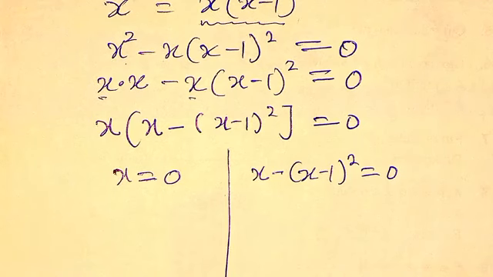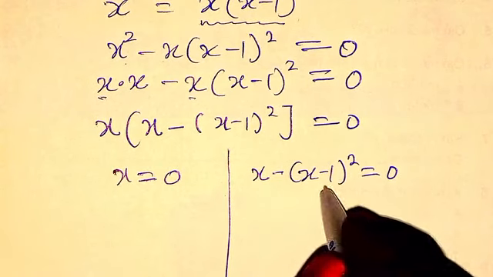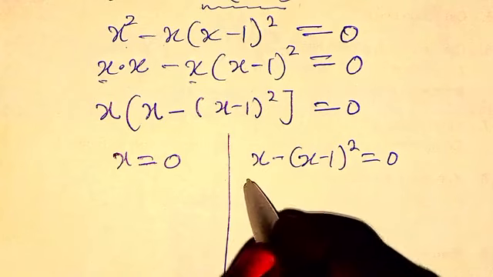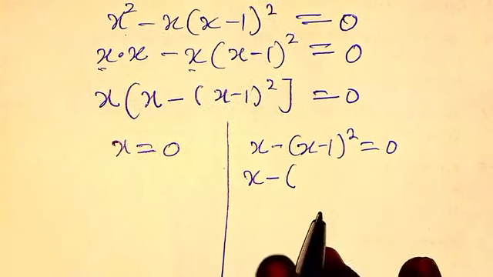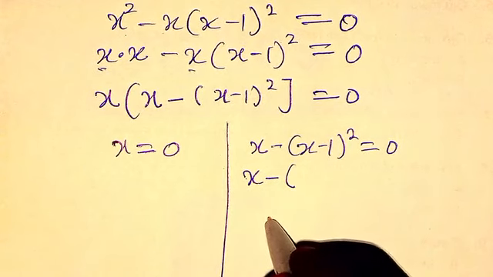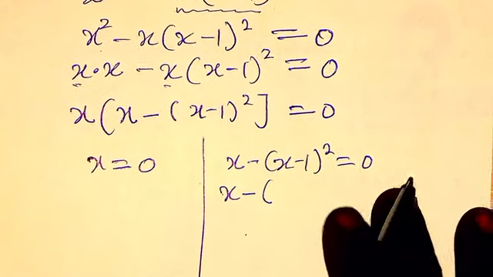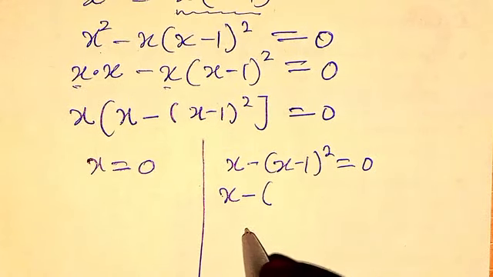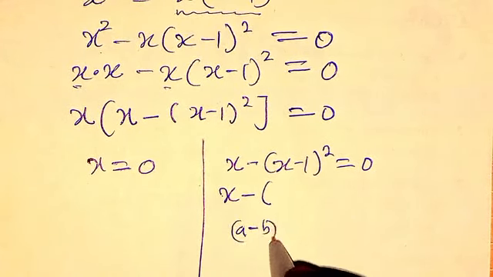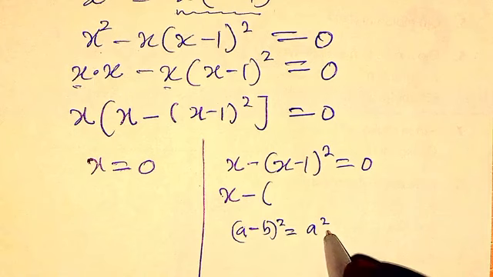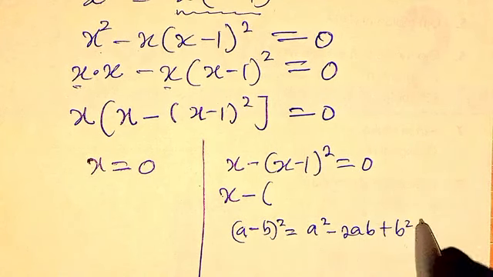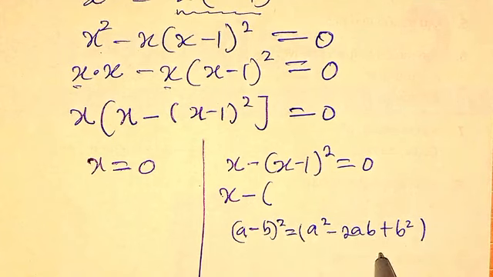Are you following? So now from there, what are we going to do? We try to open this bracket. We have x minus, so now open this bracket. We're going to use this method here, a minus b all squared. This is going to be a squared minus 2ab plus b squared, right? That is what we are going to use here.